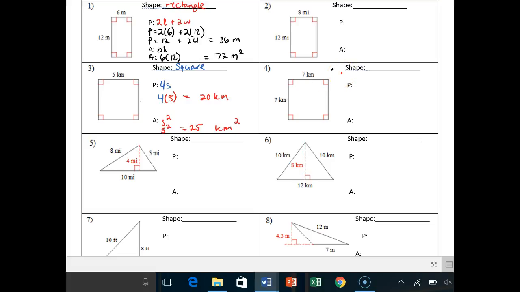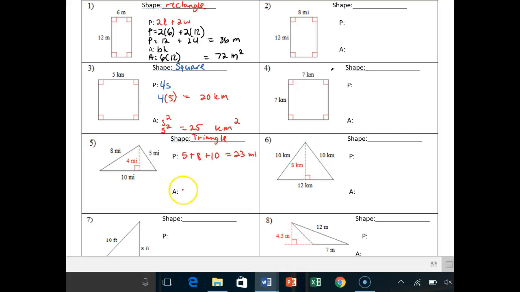All right, number 5. There is no formula for the perimeter of the triangle. You just add up all the numbers on the outside. So in this case, that's going to be 5 plus 8 plus 10. Notice you don't add 4 because it's on the inside. So in this case, that gives you 23 miles. Sorry, I forgot to label this was a triangle.